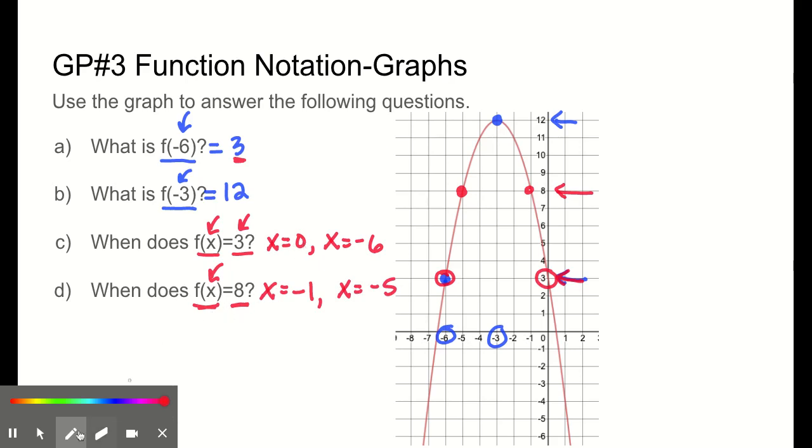And that is the introduction of function notation. Don't forget to answer your essential question.